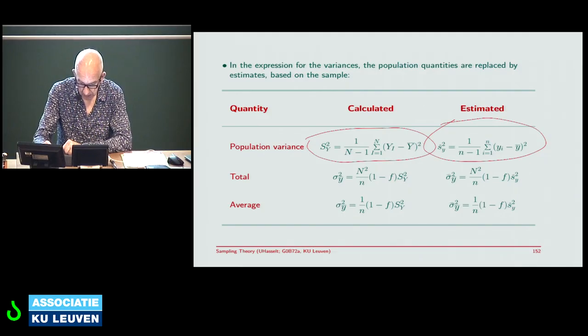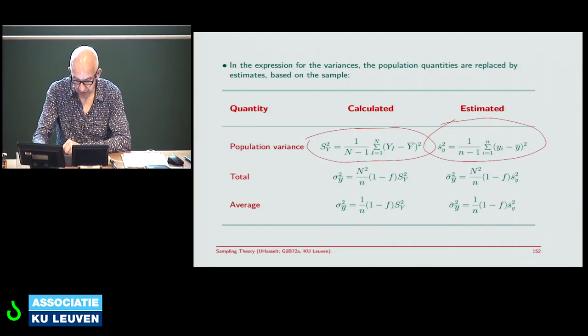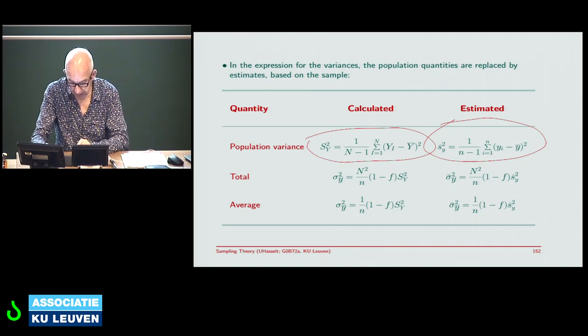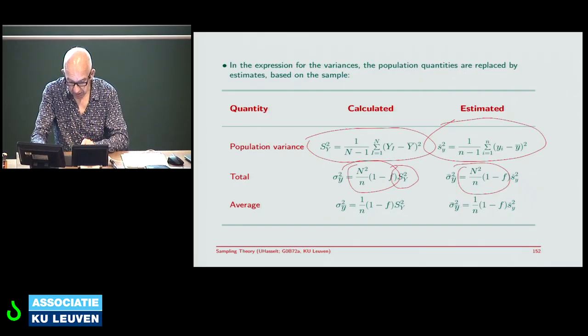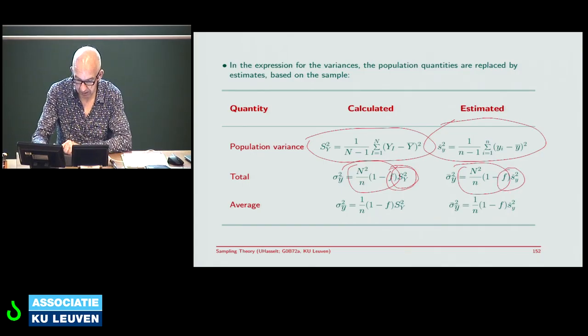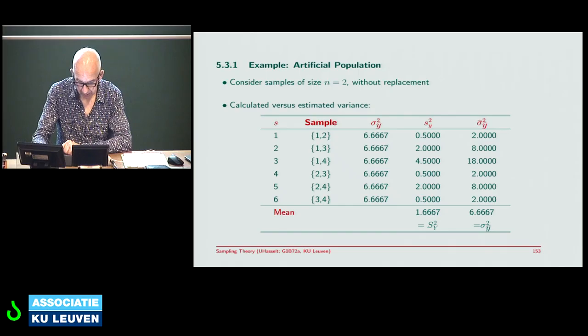Okay. And then for the total and for the averages, it's of course the same. You take the population quantity and you scale it up or down. So the factors you multiply in front are different, as I said. It's just that the calculated quantity is no longer considered feasible, and we will use the estimated quantity. Okay. Let's see what it really means in practice.